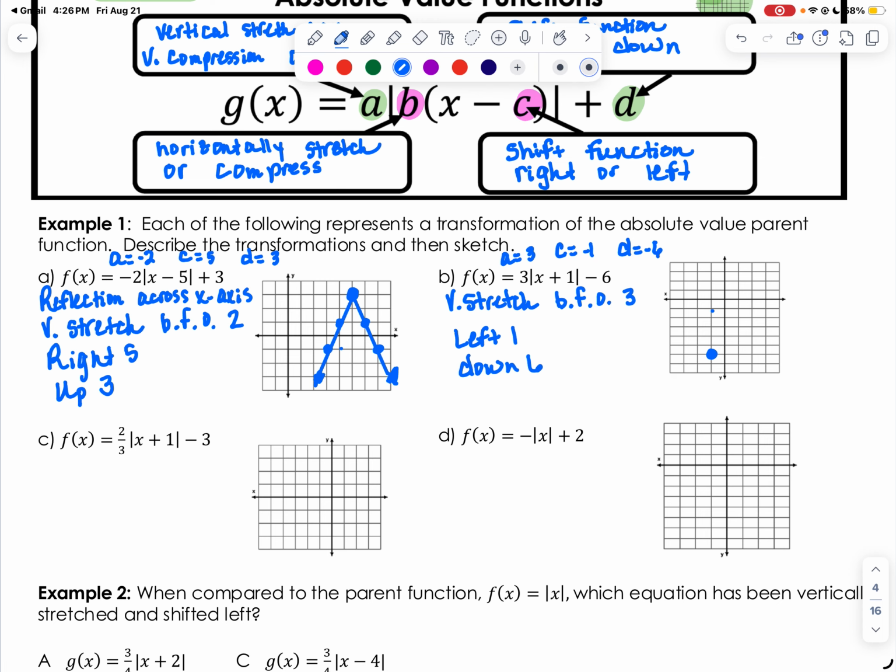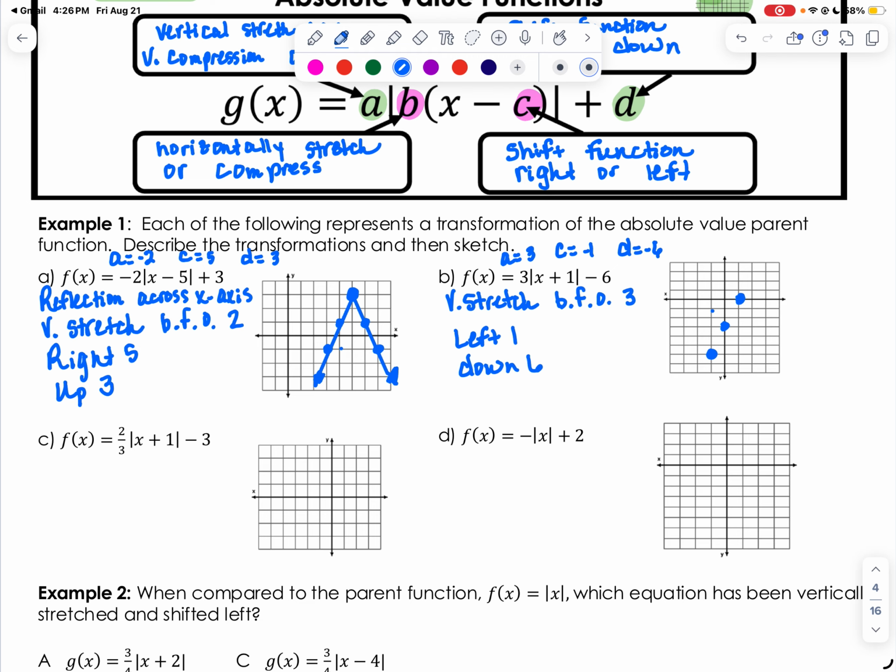Now, once you have the vertex on the coordinate plane, you're ready to draw your branches. To draw your branches, you look at the value of A. The value of A is +3. So from your vertex, you'll move up 3, right 1. 1, 2, 3, right 1. Do that one more time. 1, 2, 3, right 1. So now we've got the branch on the right side done.